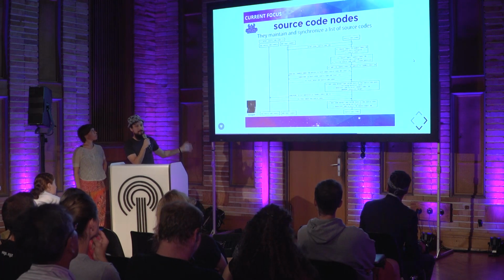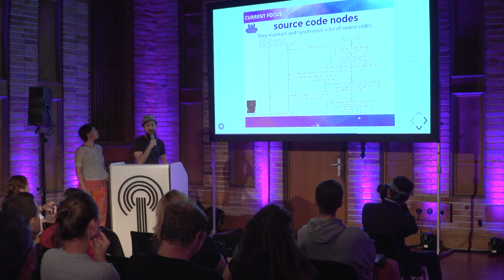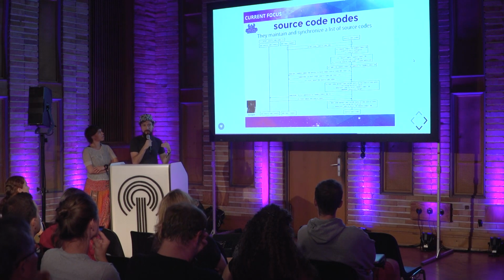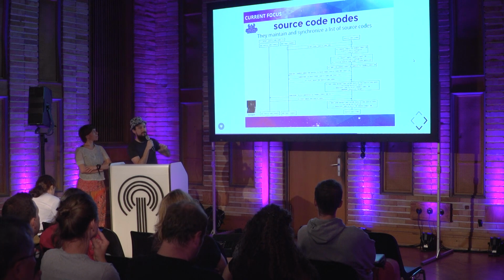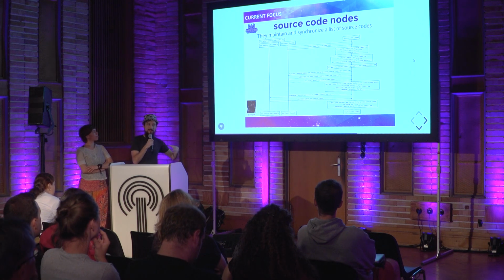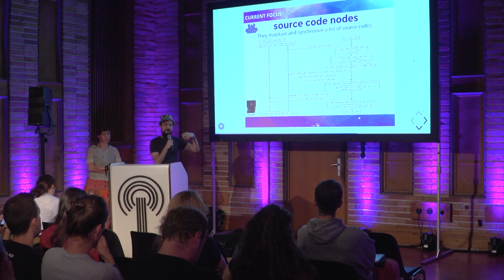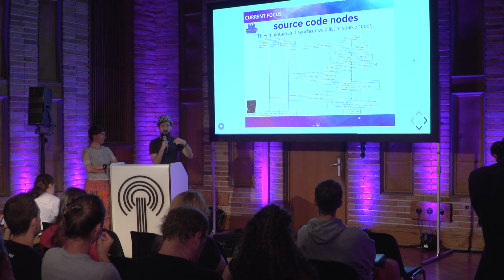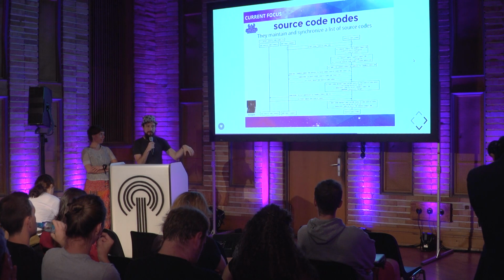The next thing is a source code node. That works technically very similar. So you can run your own node, and you store some source codes. And the source code node will publish itself to the DHT. So other source code nodes will discover those source code nodes and then download the source codes from those other nodes. So basically they're syncing.